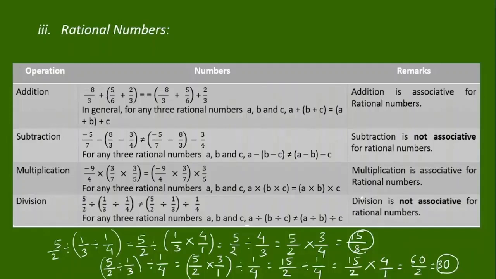So finally we conclude that for all the three types of numbers, that is whole numbers, integers and rational numbers, always the addition operation and multiplication operation, these are associative for all these types of numbers, but subtraction and division operation are not associative for all these numbers.